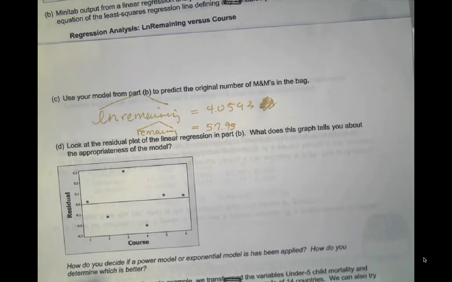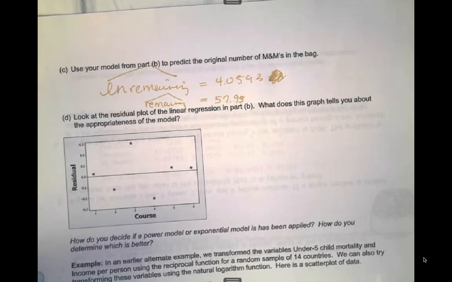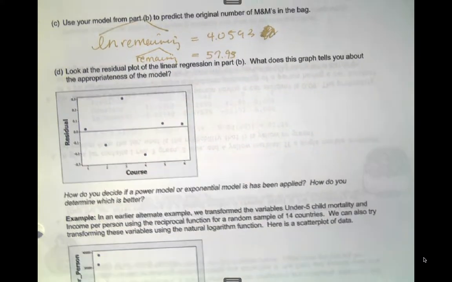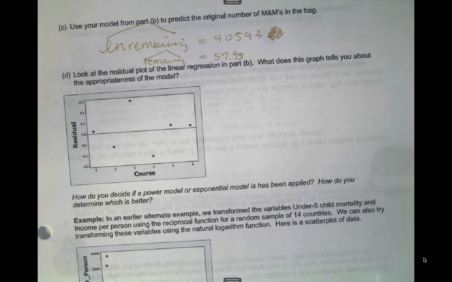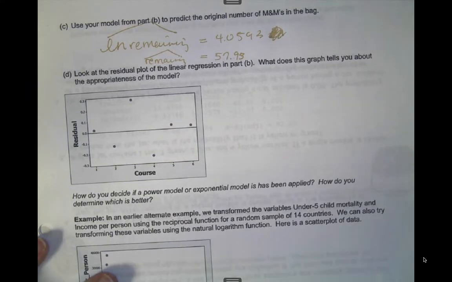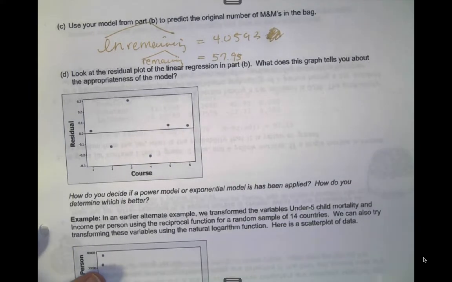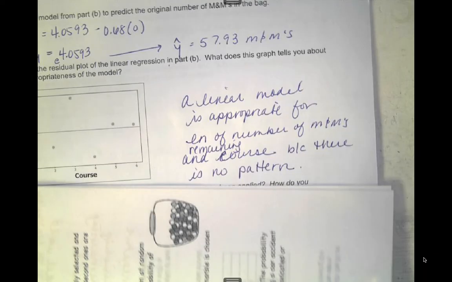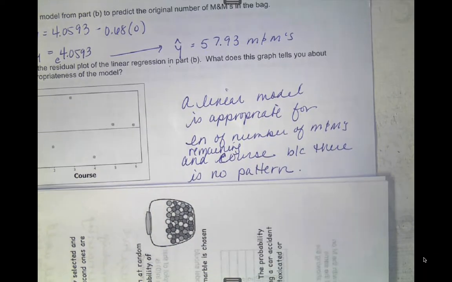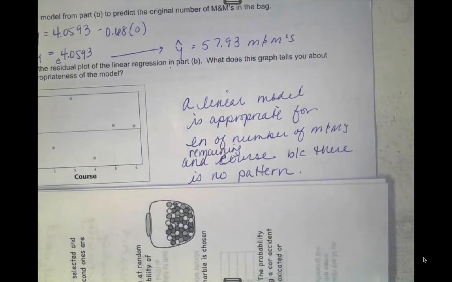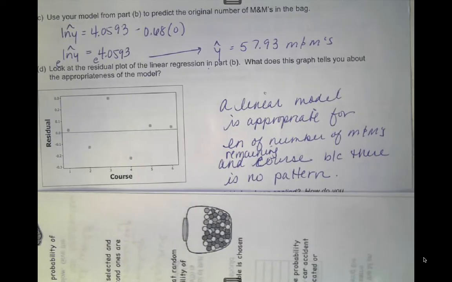All right, look at the residual plot of the linear regression in part B. What does this graph tell you about the appropriateness of the model? Again, this is the residual plot using course and the natural log remaining. So if I look here, I could say that a linear model is appropriate for natural log of number of M&Ms remaining and course because there's no pattern there in the residual plot.